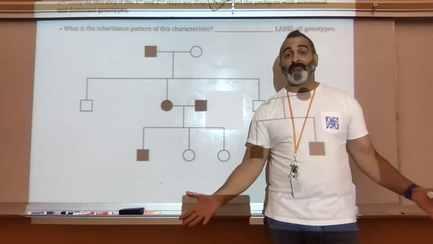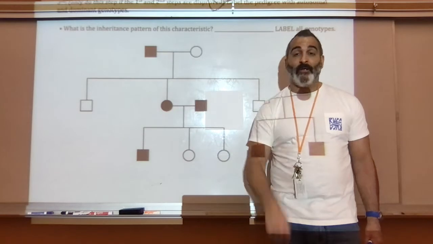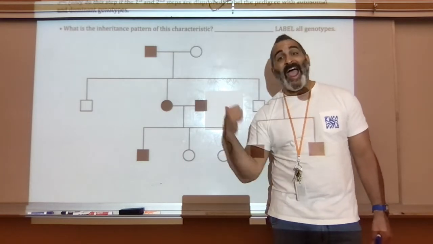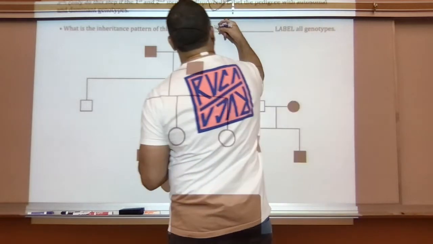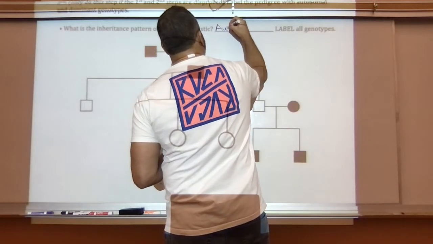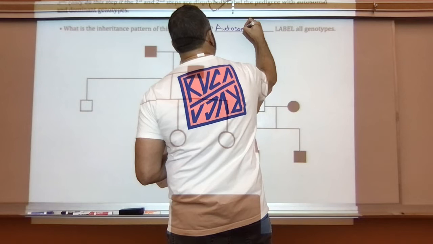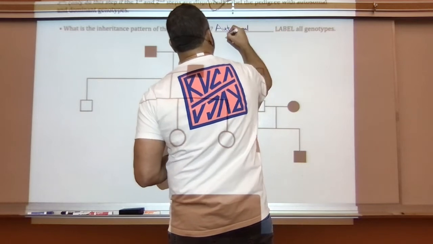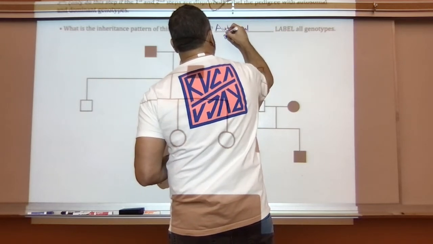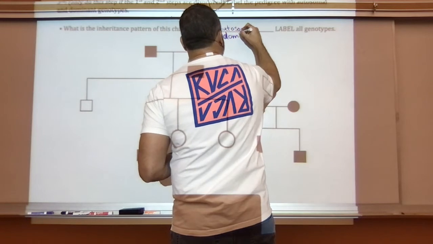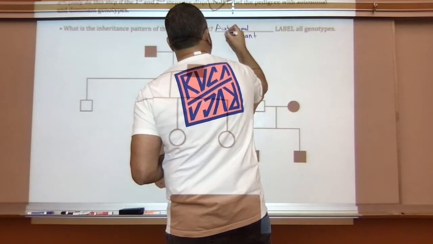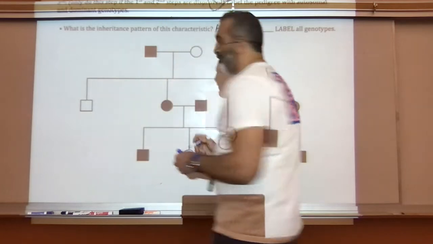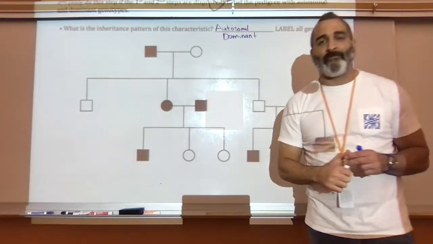Now we're left with number three. It's not one, it's not two, it has to be number three, which makes this autosomal and dominant. Autosomal dominant is what we have, okay?